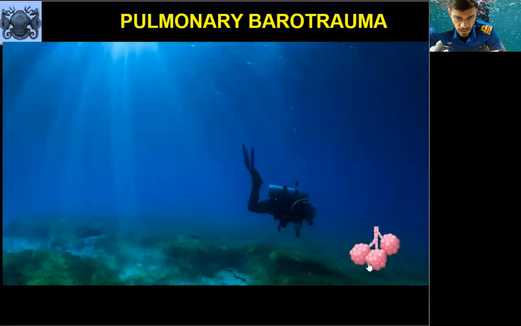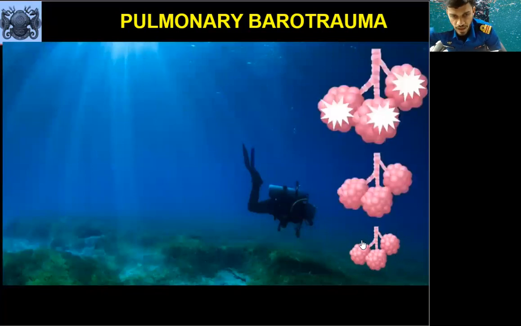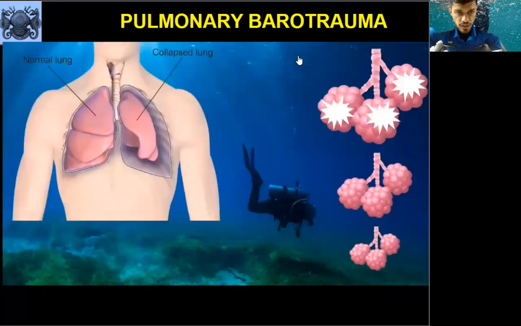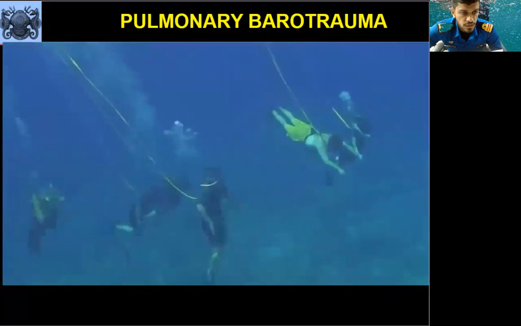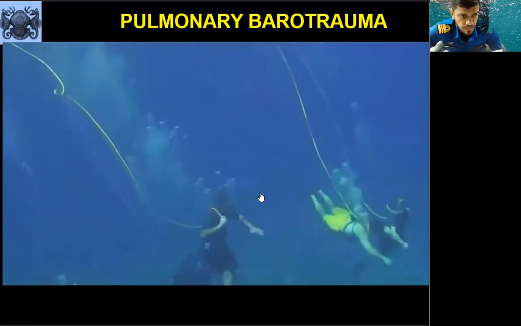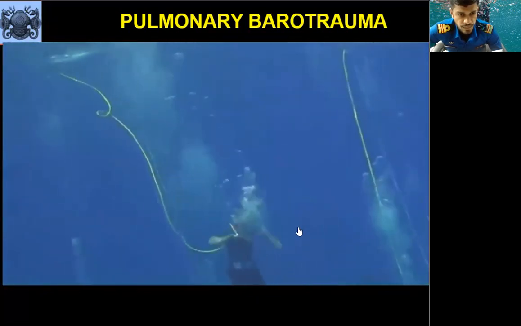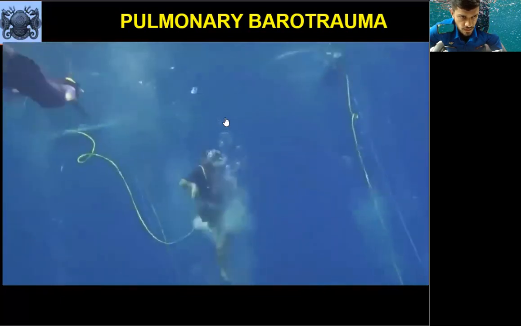Then you can see the alveoli. The volume of air at the seabed is very low, but when it comes to the surface, the volume will rise. So this can lead to rupture of alveoli and release of air into the adjacent tissue. Again, you can see the first person shoot to the surface without exhaling.